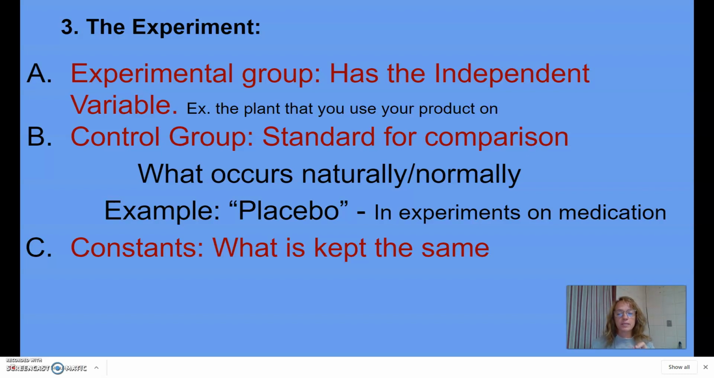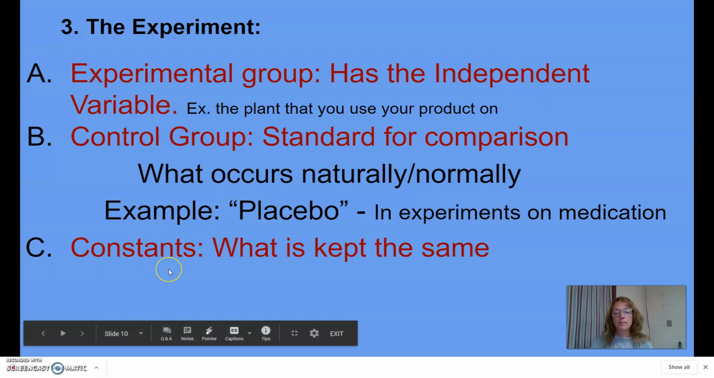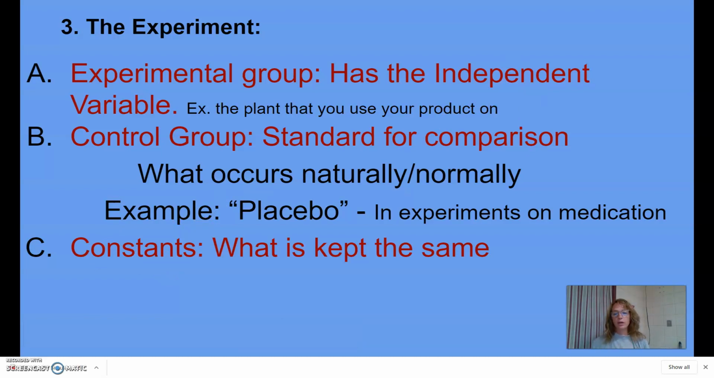Constants in an experiment, what's kept the same? When you set up your plants, you want to make sure that the only difference between a control group and an experimental group is your independent variable. So the way you do that is you make sure everything else is the same. So when you plant these plants, they will be in the same size pot with the same amount of dirt. You plant the seeds to the same depth. You use the same type of seed. They get the same number of hours of daylight, the same amount of liquid. And in this case, one liquid would be water, one liquid would have vinegar in it or straight vinegar, but that would be the only difference.